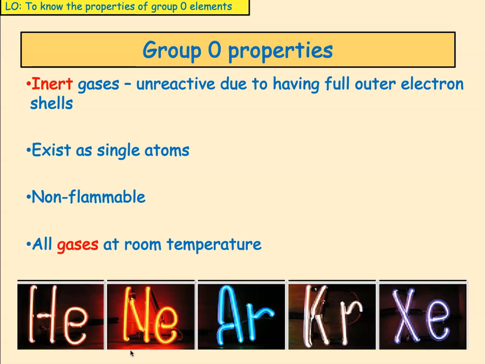Now that's very unusual for a gas, right? Most of them go round in pairs like O2, H2, Cl2. They are diatomic. These exist as single atoms. They are non-flammable. Now, in order to be flammable, you usually have to have a reaction with oxygen. And as we just said, they are unreactive. They're all gases at room temperature. Now, most of the others certainly turn to solid as you go down the group. These are all still gases.